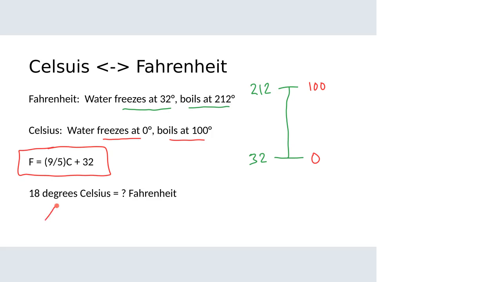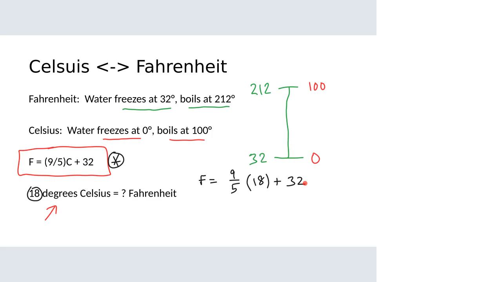If it's 18 degrees Celsius, what would the temperature be in Fahrenheit? And we can take a look at that. We're going to use this formula right here. The Fahrenheit temperature would be 9/5 times the Celsius temperature, which we were given as 18 degrees, plus 32.